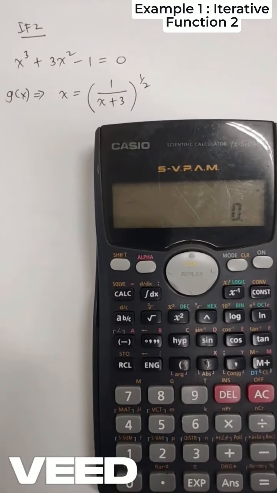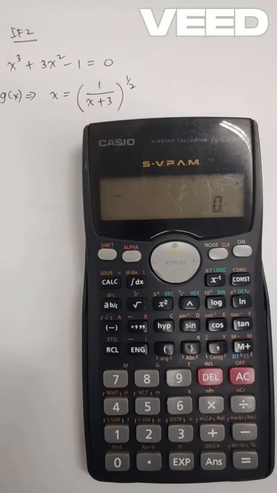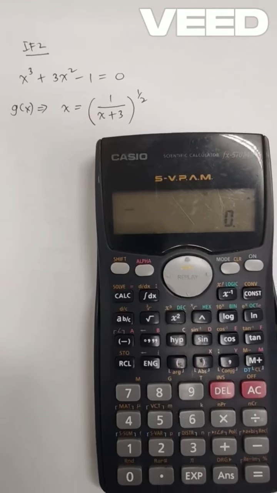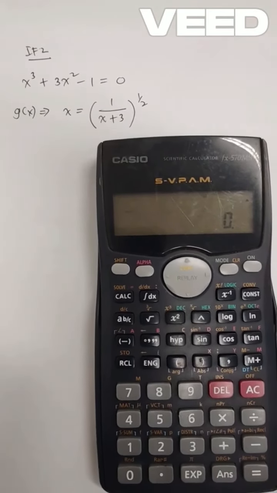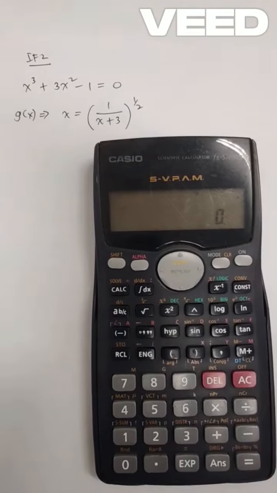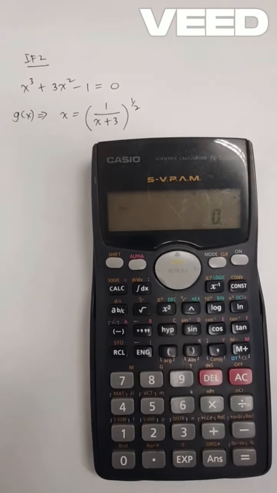Hi guys, now I'm going to show you how to use a calculator to solve a polynomial equation by using the fixed point iteration method. For example, the iterative function given to you is x^3 + 3x^2 - 1 = 0.